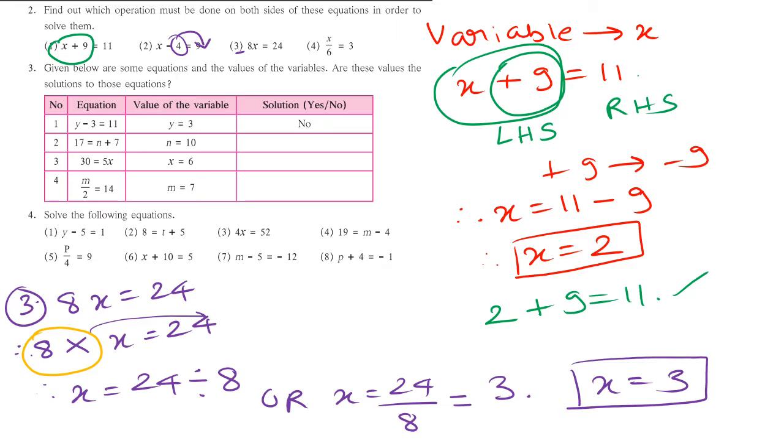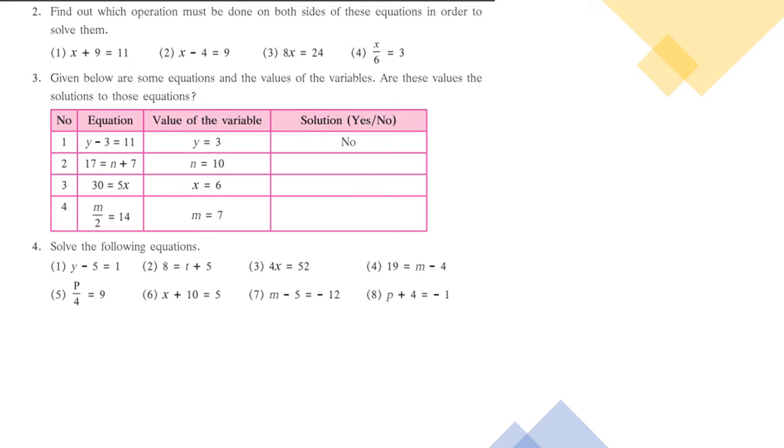Now we will solve question number 4. For question number 4, you have x by 6 is equal to 3. If you are getting confused by this, then you can write it as x divided by 6 is equal to 3. This will avoid all sorts of confusion, okay? So after this, you have to isolate x. Isolate means get x alone, make it alone.